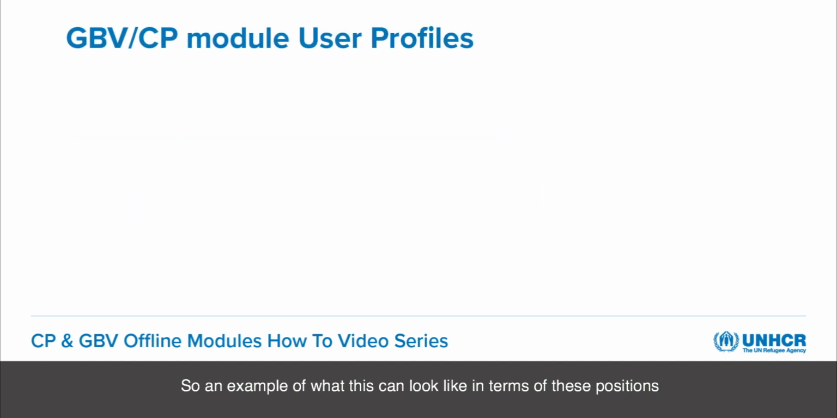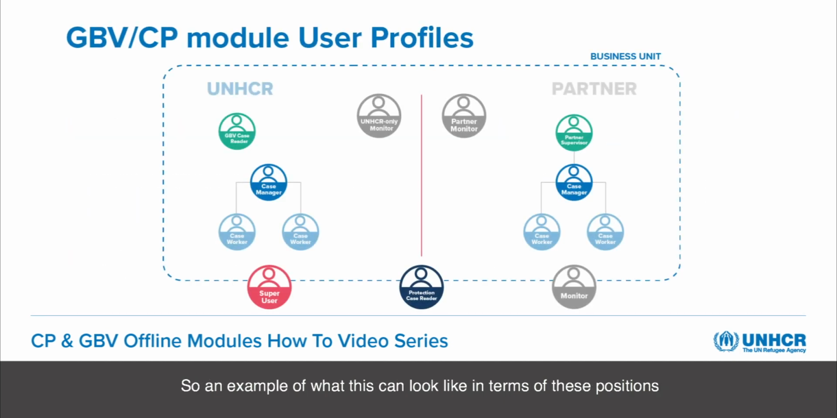So an example of what this can look like in terms of these positions, this is a business unit. And in terms of access, a super user, a protection case reader, and a monitor, none of these are positional. These don't depend upon the individual access. These do not depend upon your role within a supervision or supervisee relationship. These are more like the general V4 roles, which allow you to have access to all of the cases to different degrees within that business unit.